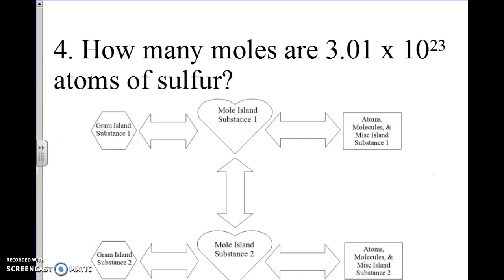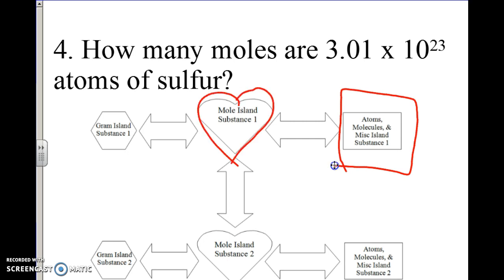So on this particular problem, it is telling us that we have atoms of sulfur and we want to go to moles. So we're going to start off over here and we're going to end up over here. We're going to have to go across that bridge, which is 6.02 times 10 to the 23rd. And remember, every bridge is a multiplication sign. So this problem should be fairly simple, maybe 1 multiplication sign in this problem.